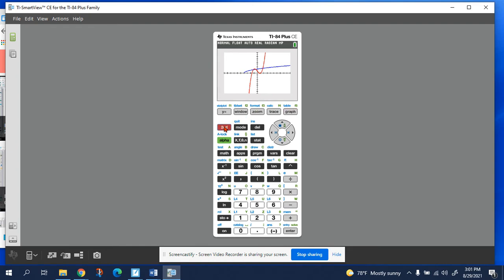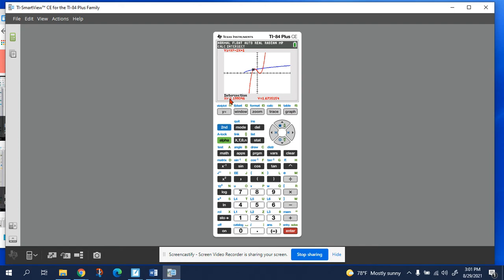So the first thing I'm going to do, same as before, second, trace, choose intersect, move it farther to the left. So it'll get this left intersection for me first. Then answer the questions. Is that the first function? Press enter for yes. Is that the second function? Press enter for yes. And then do you want the calculator to guess? So press one more time for yes.